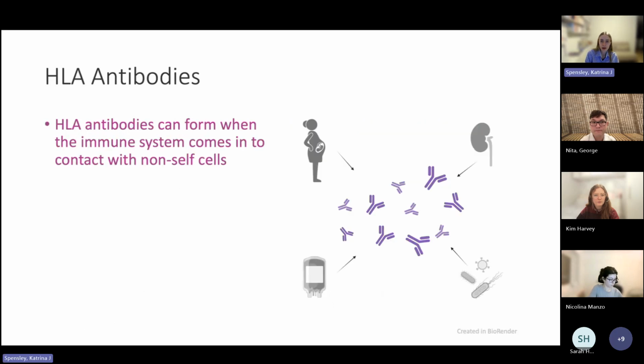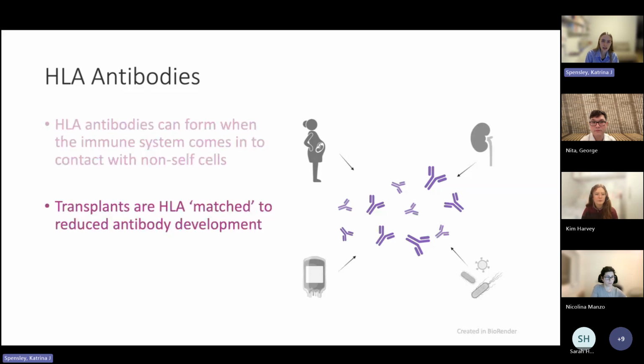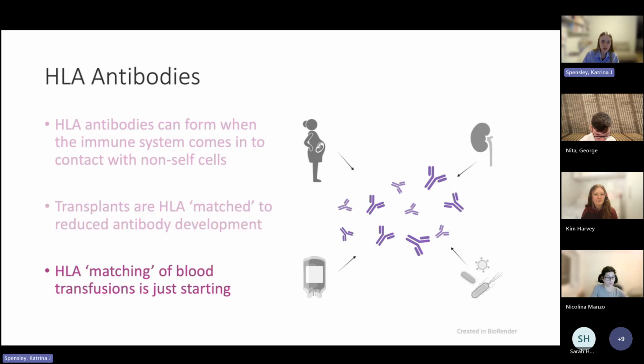So a person might develop HLA antibodies anytime they come into contact with cells which are not their own. And this happens during pregnancy, when someone receives a transplant or a transfusion, or rarely as a result of infection. And once HLA antibodies develop, it's very difficult to completely get rid of them again. So in kidney transplantation, we match the HLA proteins between the donor and the recipient to try and reduce the number of HLA antibodies which develop, as this has been shown to lower but not remove the likelihood of rejection. And as part of this project, we're just starting to do a similar sort of matching for blood transfusions for patients who need or who have a kidney transplant.